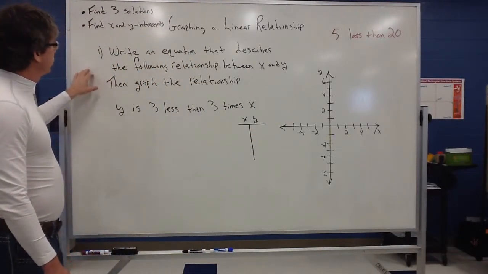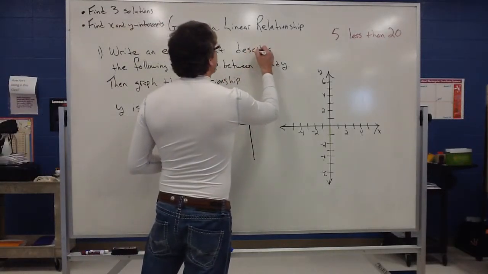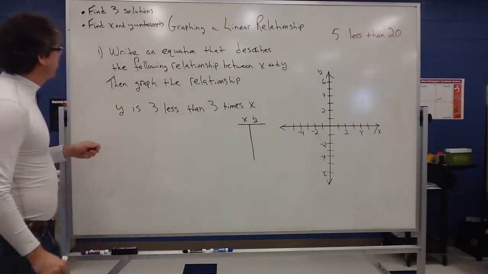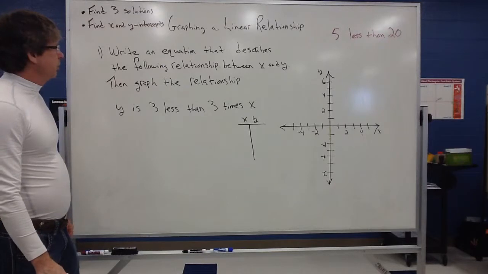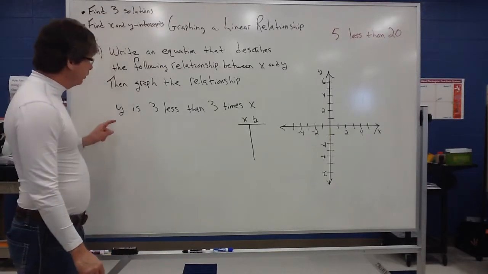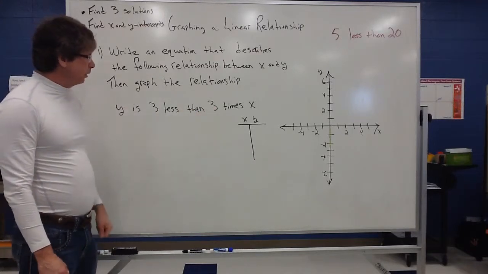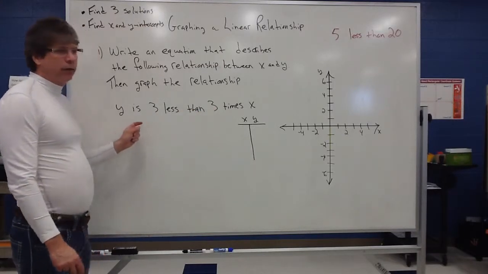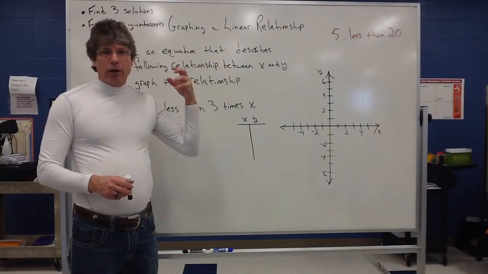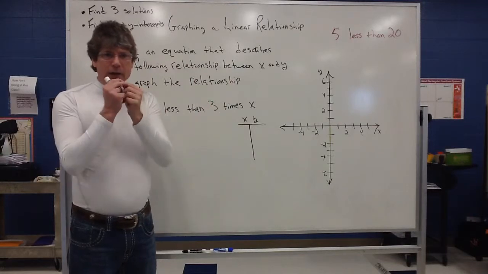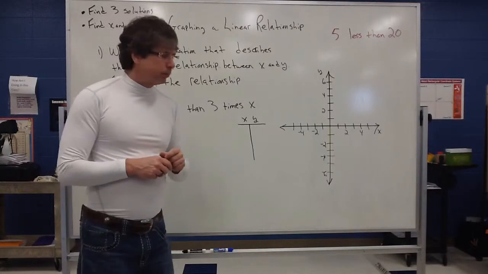So here are our directions. Write an equation that describes, left off my R there, that describes the following relationship between x and y. Then graph the relationship. So here's my little phrase. Y is 3 less than 3 times x. What I've got to do is translate that into an equation. So remember, an equation has to have a left side and a right side, and it has to have an equal sign in there. So we're looking for those little cues to help us piece this thing together.